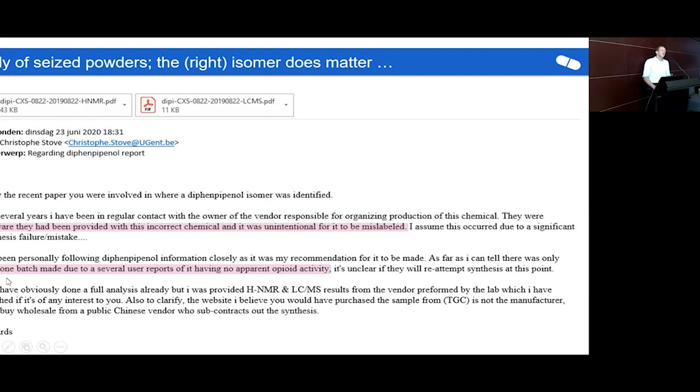There's only ever one batch made, due to several user reports of it having no apparent opioid activity. So actually the users also had the same conclusion as we had. It's a really weak opioid. Anyone can send this email, you may think, just for fun. You can see that there are two attachments. The attachments were actually the NMR profile and the high-resolution MS profile, which did match with our NMR and high-resolution MS profile. So it was an isomer, so the high-resolution MS mass was the same. So they thought it was the correct one.